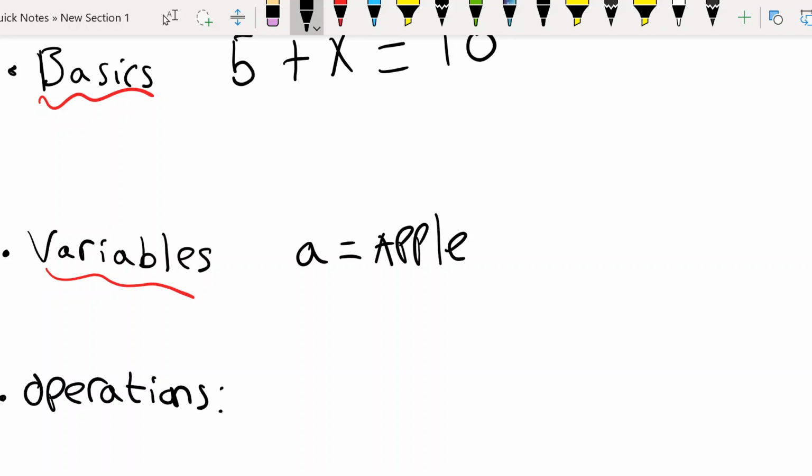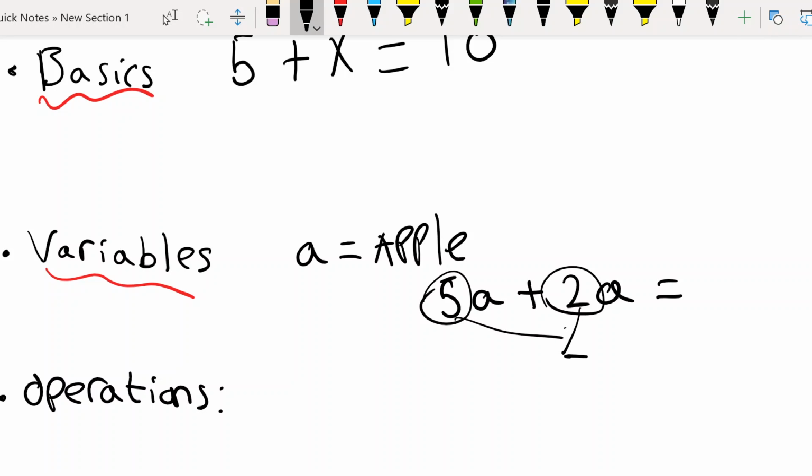This is algebra, essentially. The very basics. This is exactly what algebra is. It's letting variables equal some quantity or some object or something like that, but they're very useful. So instead of writing 5 apples plus 2 apples, I'll have 5a plus 2a. Now, we just add the numbers. So 5 plus 2 gives us 7 apples.